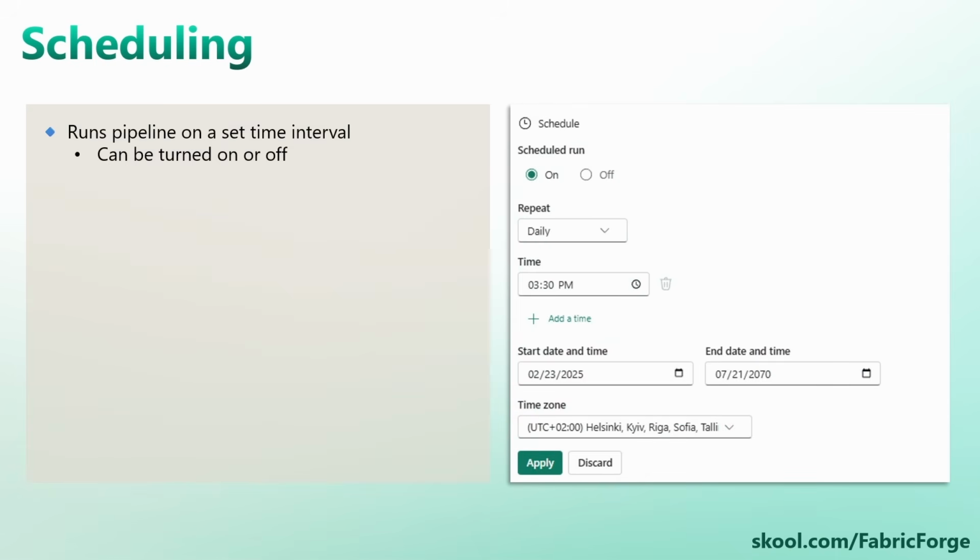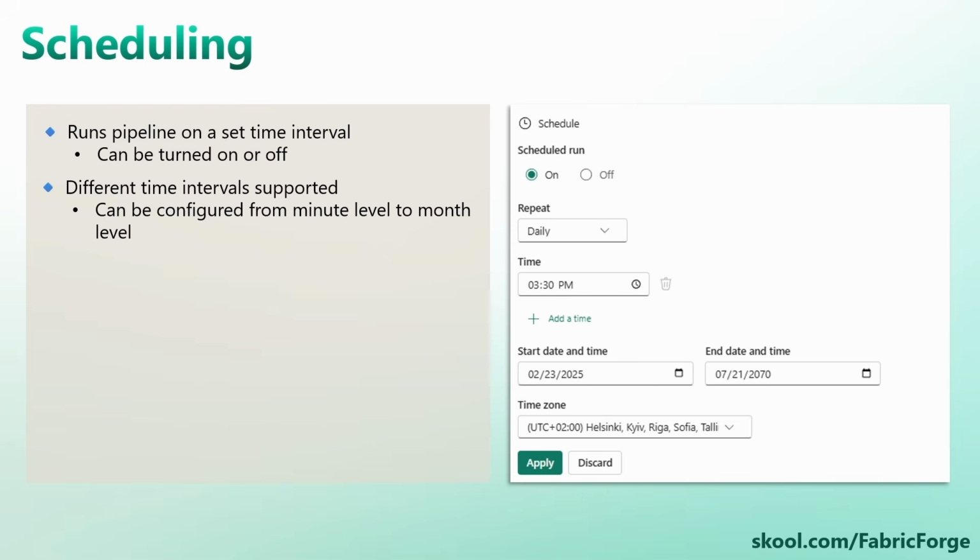Since the pipeline is an orchestration tool, it is obvious that it can be scheduled to run at set time intervals. By default, your new data pipeline doesn't have a schedule defined, and it has to be turned on and configured if you want to have one. The schedule supports configuring it from the minute level all the way up to the month level.